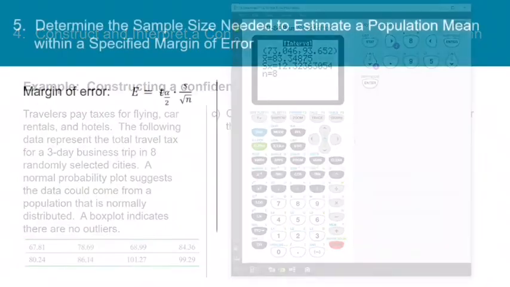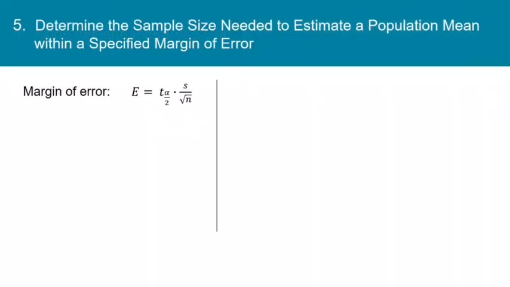Now we just have one more objective left in this section, and we want to determine the sample size needed to estimate a population mean within a specified margin of error. So imagine that you're in a situation where you know how wide your confidence interval ought to be, and that means that you know how big of a margin of error you can tolerate.